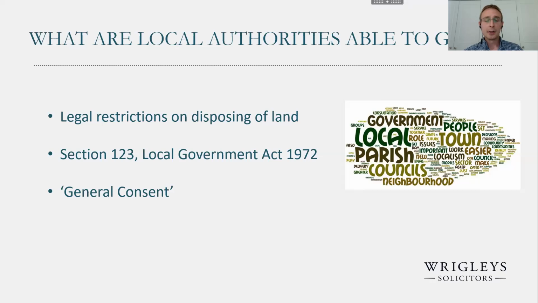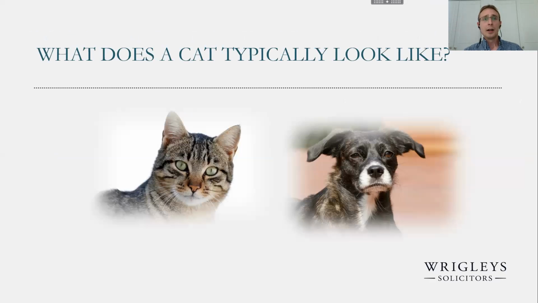So that is a brief overview of the starting point from a legal perspective, but let's talk about how this actually gets used in practice. First, by looking at what a CAT typically looks like. And first of all, I apologise for my silly slide, but my point here is it's really important to know a community asset transfer when you see one.